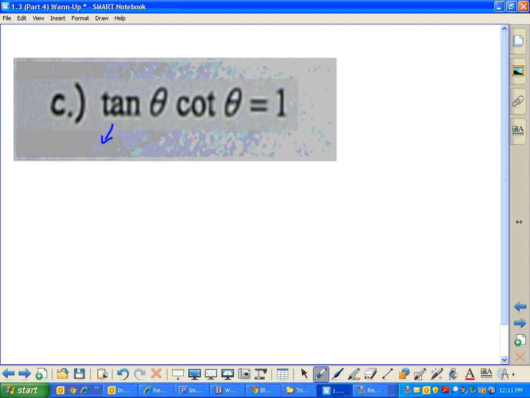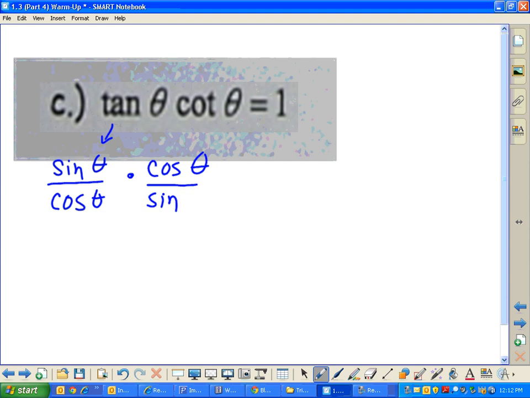So he's using the quotient identities. So he's seeing that tan is the same thing as sine over cosine, and that cotan is equal to cosine over sine. If we multiply these things together, we get 1. Now that's not the only way you could have done that problem. You could have also used reciprocal identities. So for instance, tangent times 1 over tangent is going to give you tangent over tangent, which is 1.